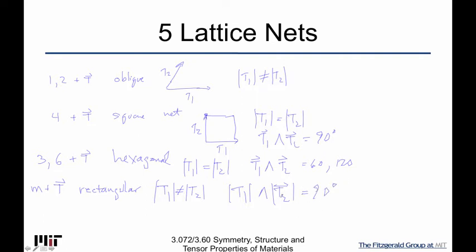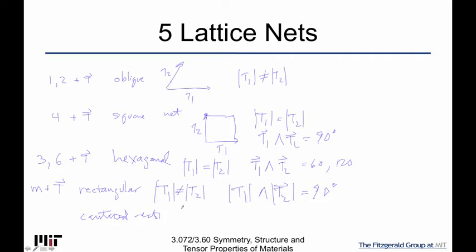And then finally, if we didn't put the restriction that they're perpendicular to each other, we end up with the equivalent of a centered rectangular. Now my resolution is getting really low. But the bottom line is that T1 doesn't equal T2, and they're perpendicular to each other. The difference is that one has a center rectangle, the other one doesn't, right?